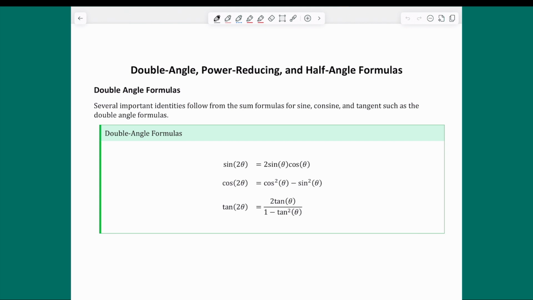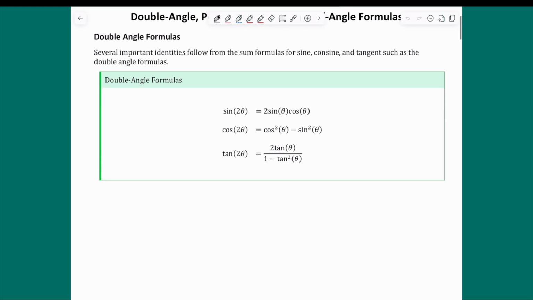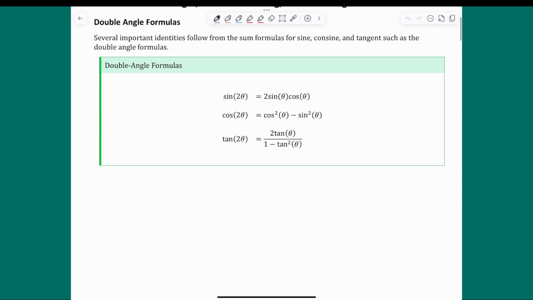The next one we have is cosine of 2 theta equals cosine squared theta minus sine squared theta. And then tangent of 2 theta equals 2 tangent theta all over 1 minus tangent squared of theta. Let's verify that the first and second identities are equivalent to the right hand side. Let's take, for instance, sine of 2 theta and show it's equal to 2 sine theta cosine theta.